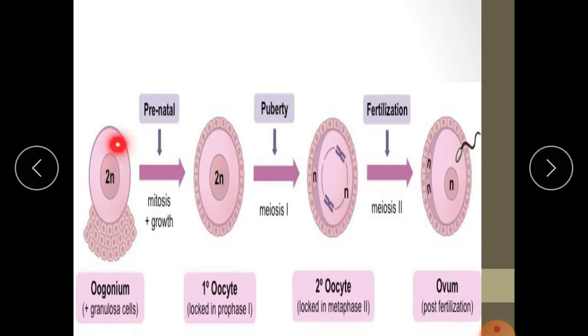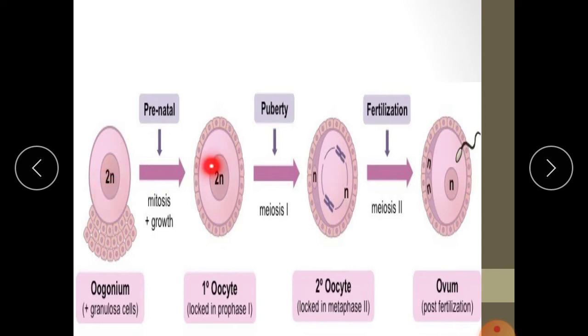See, look here, this is oogonium. Oogonium is also diploid. This undergoes a growth phase, larger in size. This is called primary oocyte. Actually, oogonia are present in the ovary during the fetal development, fetal growth.